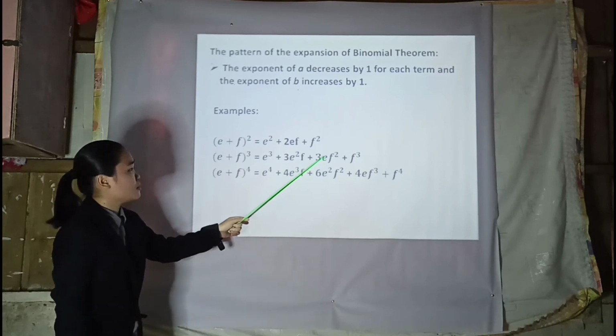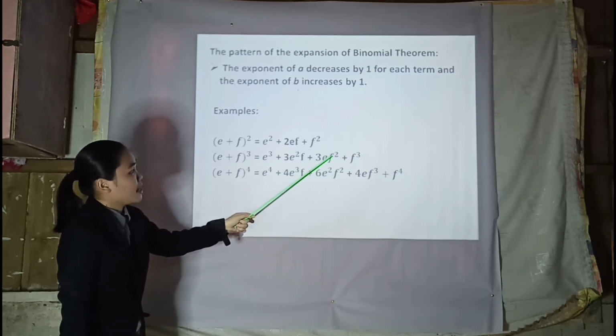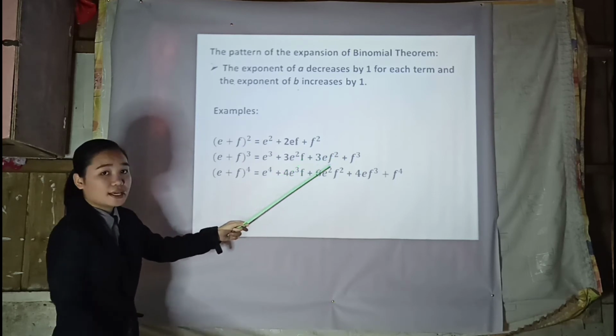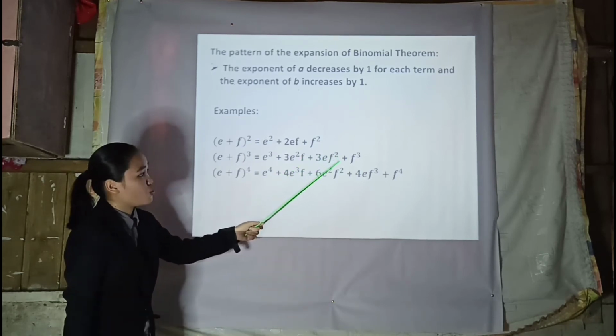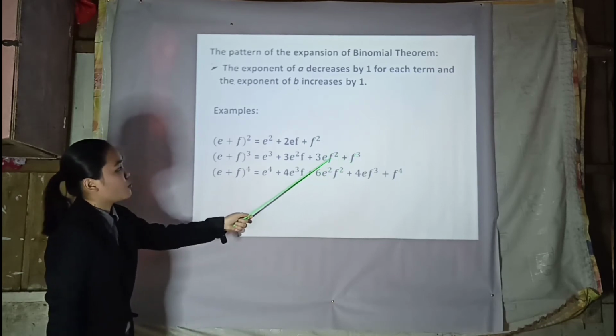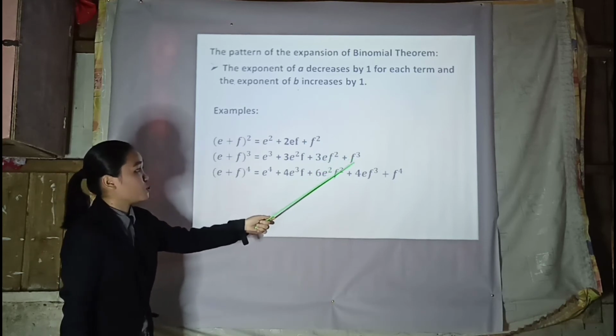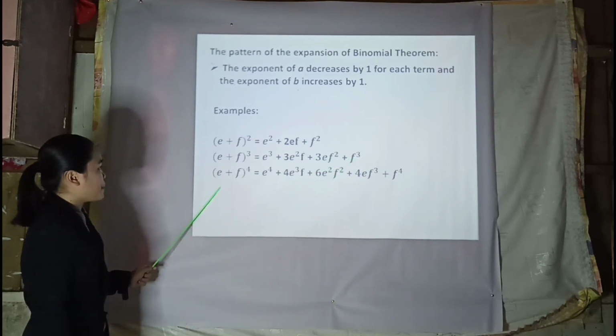So, we will no longer put 1 in the exponent, while the exponent of F increases from 1 to 2. Plus, the last term, which is F cubed. So, from F squared, it becomes F cubed. So, it increases. So, another example.